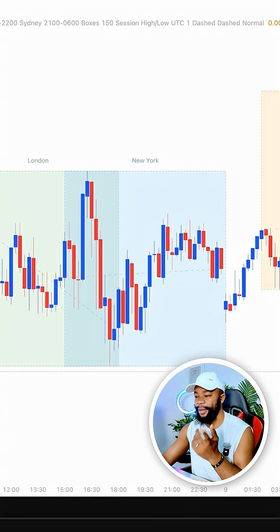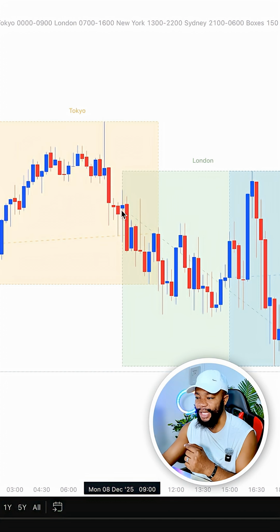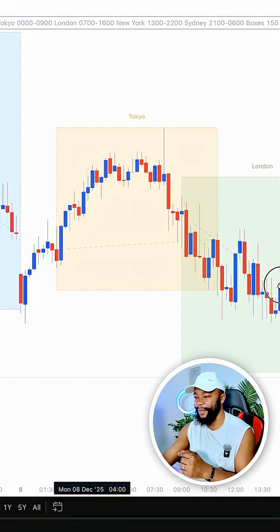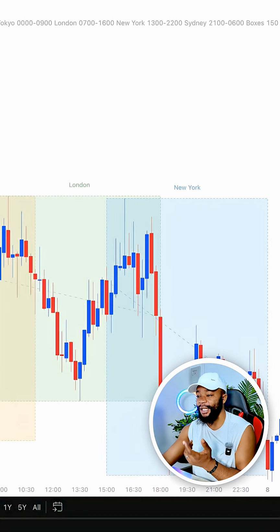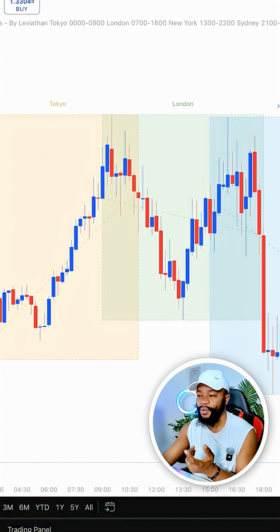If I go back again, Great Britain Pound USD, the London session was here. Last candle before London was there. Sell stop would have triggered there, boom, would have made money. Let's just go behind so that you can see. London session for this one was right there. This is the last candle before London session. Buy stop was there, sell stop was there.